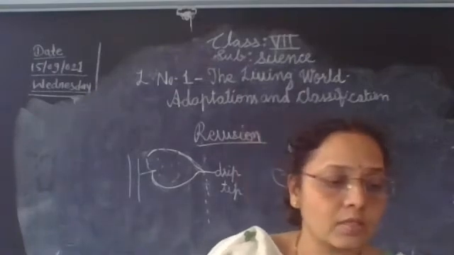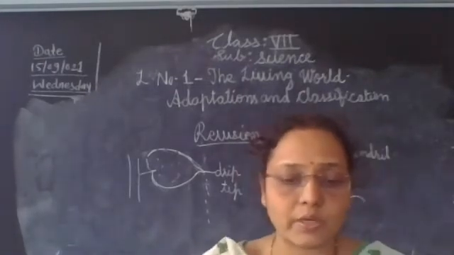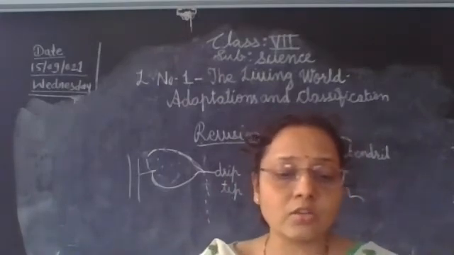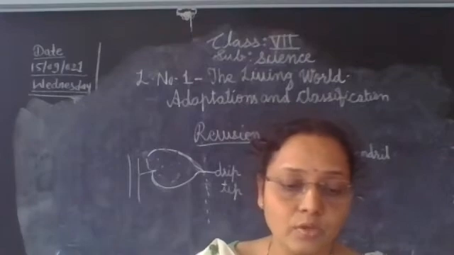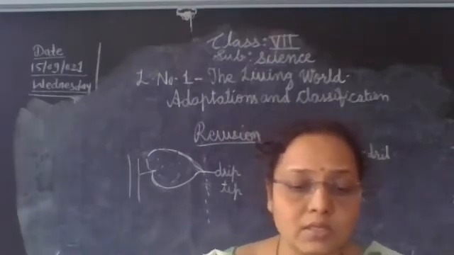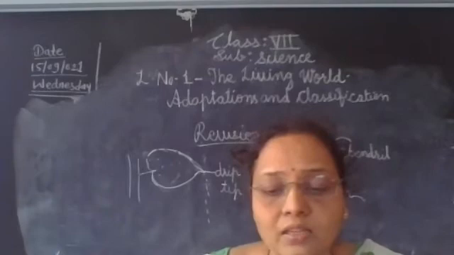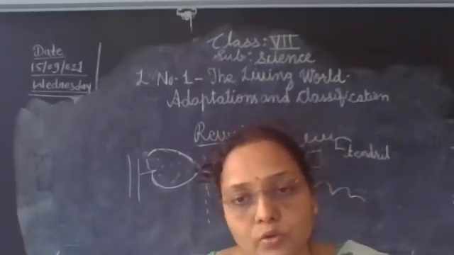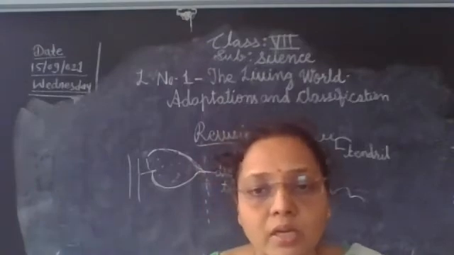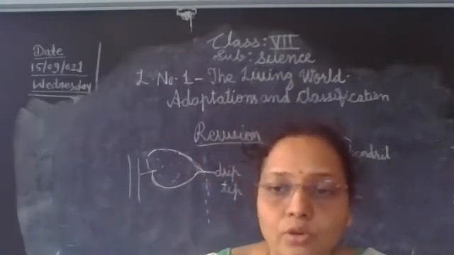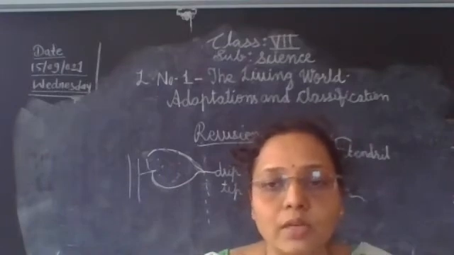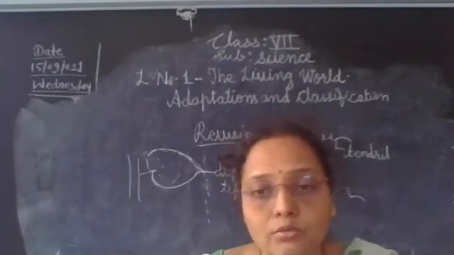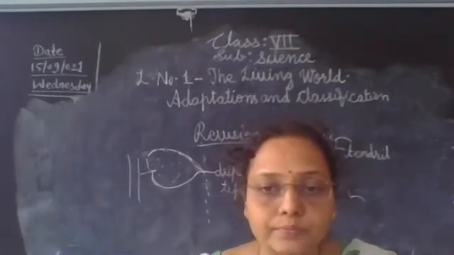Then another type of adaptation, a special type of adaptation: adaptation for ingestion of food in plants. Most of the plants are anchored in the ground and are autotrophic. Autotrophic means they are able to prepare their own food by the process of photosynthesis, which means they are usually green plants. However, plants like dodder, you know, dodder is Cuscuta.